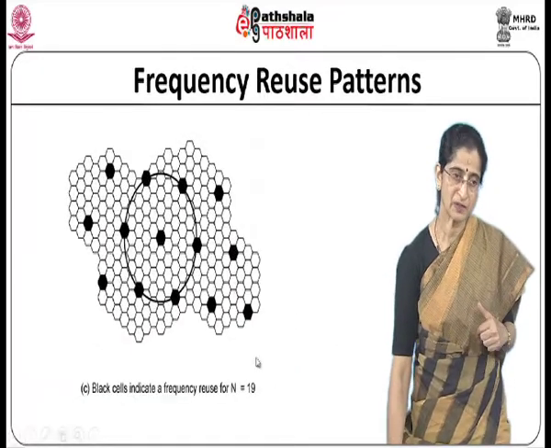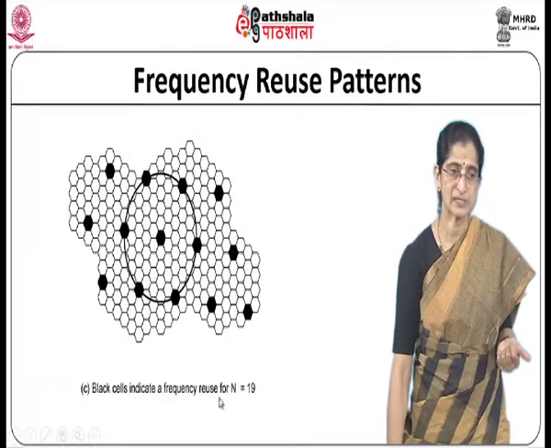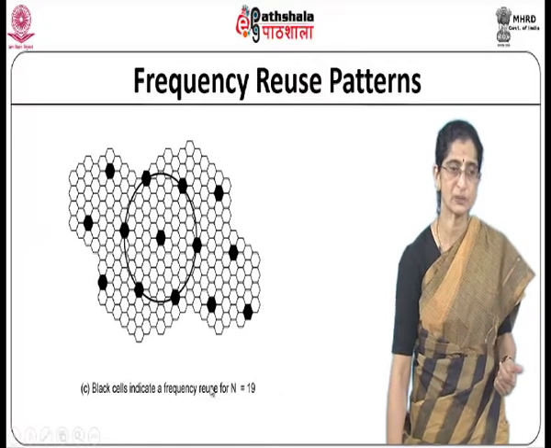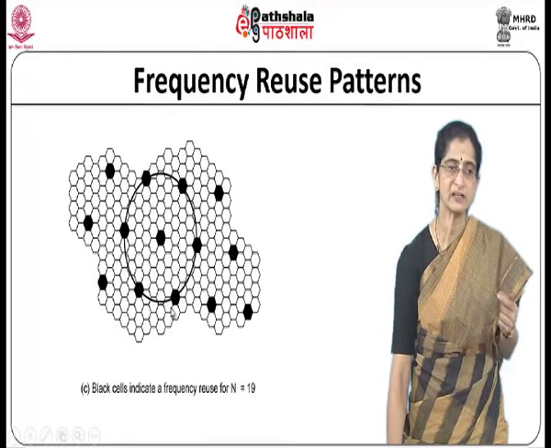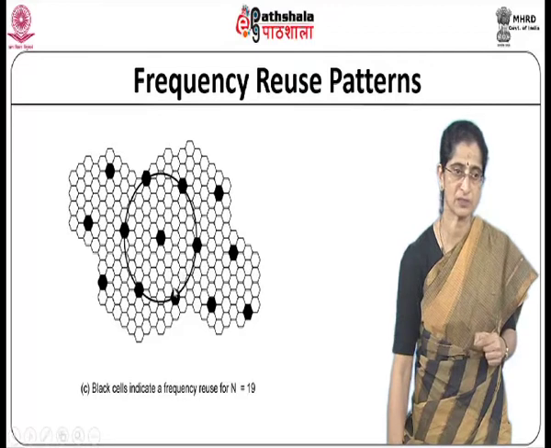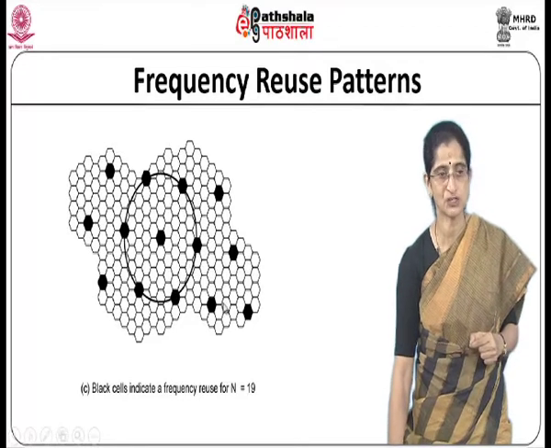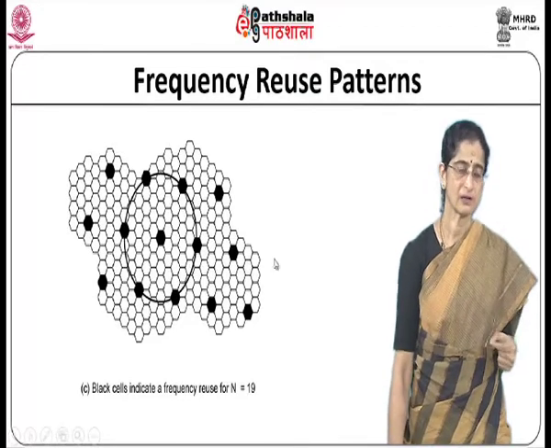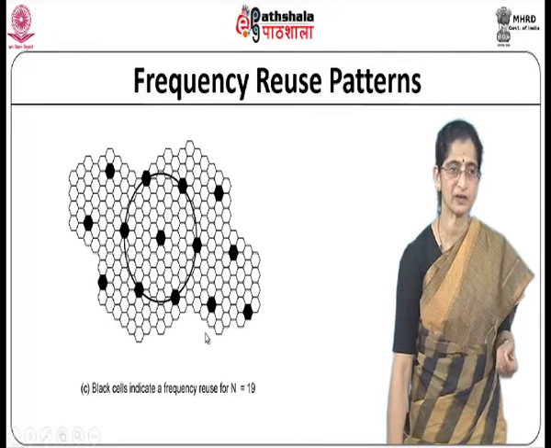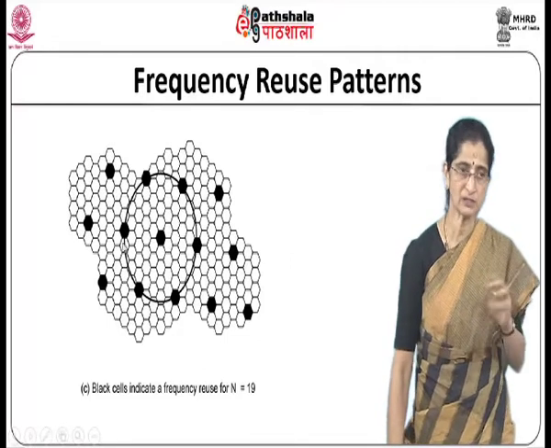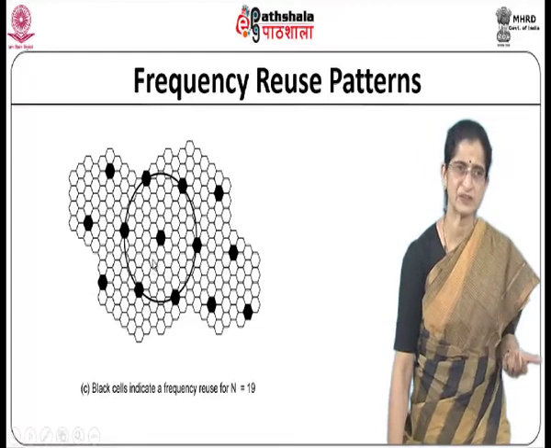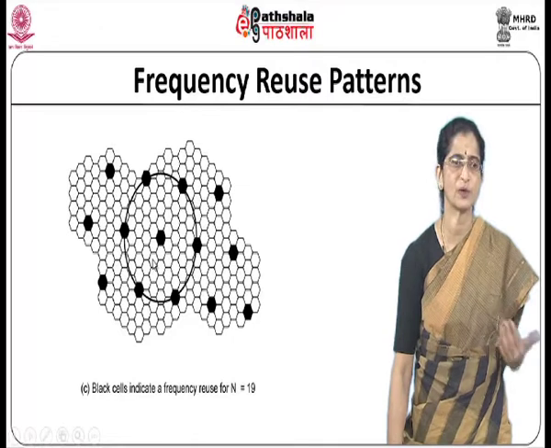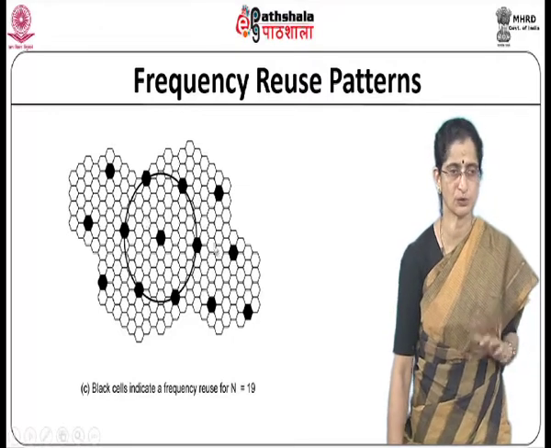So, you can see that if I use an even larger value of n, let us say n equal to 19, the distance is even larger. For instance, the black cells are the ones which are using the same frequency. You can see that they are all further away by a much larger distance. So, you can choose different reuse patterns depending on the kind of traffic that you have, how many frequencies are available, how you want to distribute them and so on. But this is the basic idea.